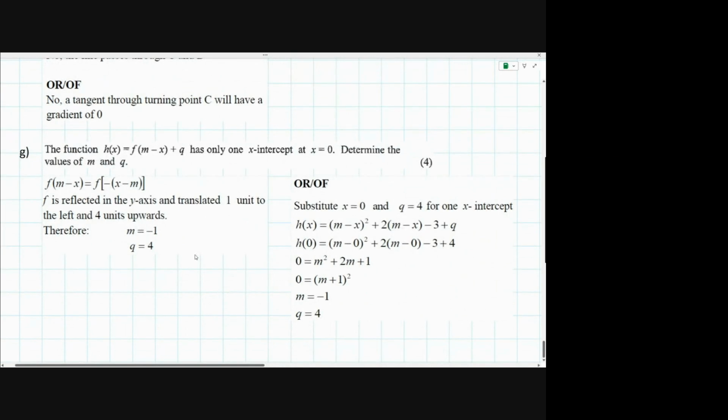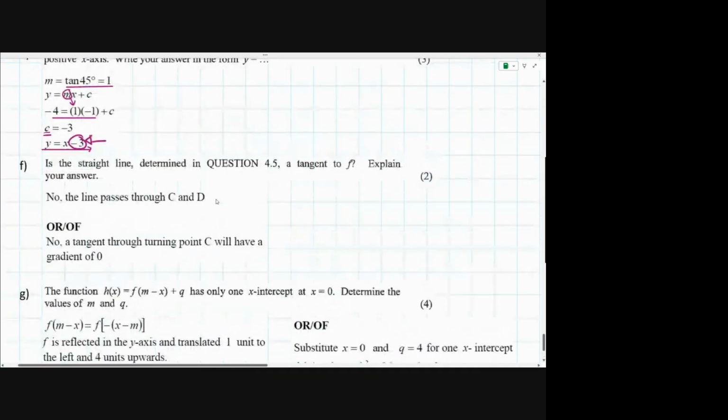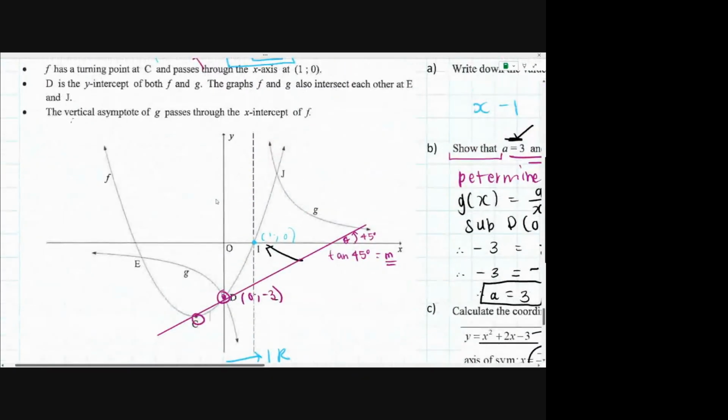And then the final question, G, says the function h of x is equal to f of m minus x plus q has only one x-intercept at x equals 0. Determine the values of m and q. Okay, so this question, we needed to do a bit of manipulation. There were a few things you could do here, but there was a bit of manipulation involved.